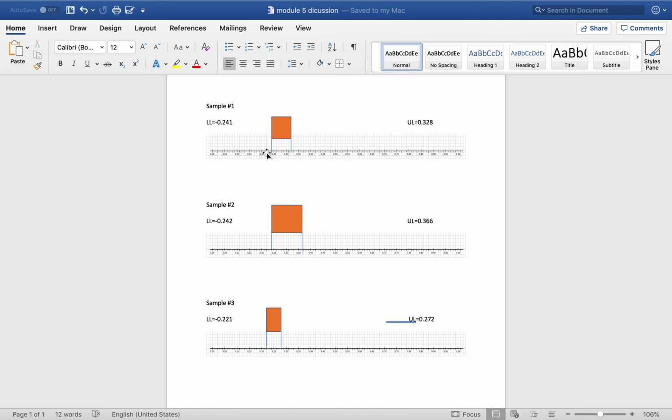We'll take that information and interpret it. As you can see, this is my sample 1, sample 2, and sample 3. They're similar in that they all have a 95% confidence interval, which means that for all three of these we are 95% confident that the true proportion lies in between our interval, in between these two bars.